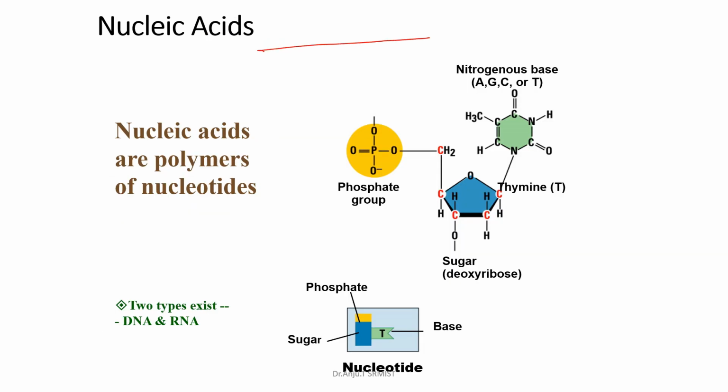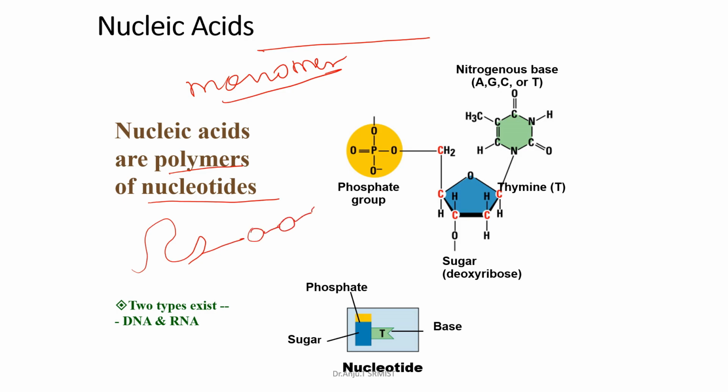Nucleic acids are polymers, and what is their monomeric unit? The monomer is a nucleotide. What is this nucleotide? Here it is a big molecule, so it is going to be linked from small monomeric units. This monomeric unit of DNA is called the nucleotide. So what is this nucleotide?